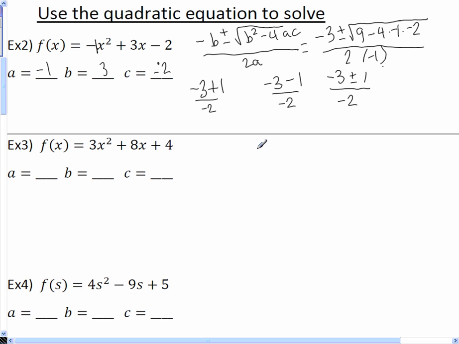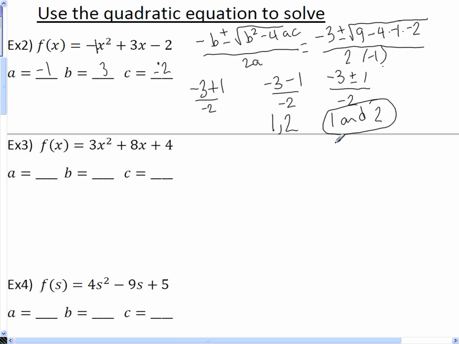Okay? So let's do this problem. Negative 3 plus 1 is negative 2, and negative 2 divided by negative 2 is what? 1. So one of my answers is 1, and then I do the other one. Negative 3 minus 1 is negative 4, and negative 4 divided by negative 2 is 2. So my answers are 1 and 2. There's my two answers. Pretty simple, right?